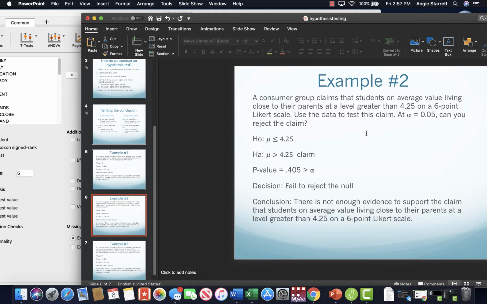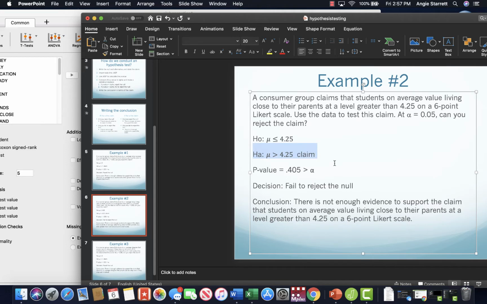But again, keep in mind, this is rural data, and we know that rural communities tend to be much more close-knit. So we've got the average greater than 4.25, so that would be our alternative. We would write the alternative as mu greater than 4.25. That is the claim because that's the one we're reading in the problem. And from there, we write our null, which is the opposite: mu less than or equal to 4.25.